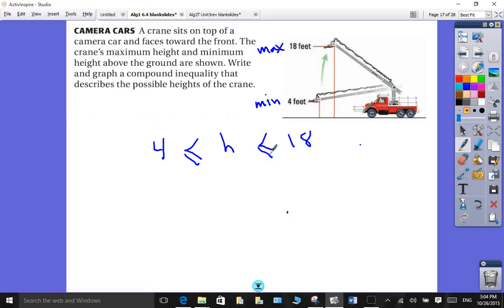And if I had to graph it, and I do, it would look like this. 4 on the left, 18 on the right, closed circle on both because I added that bar to make them more equals, shade in between. So all the heights in between 4 and 18 are reasonable for the camera.